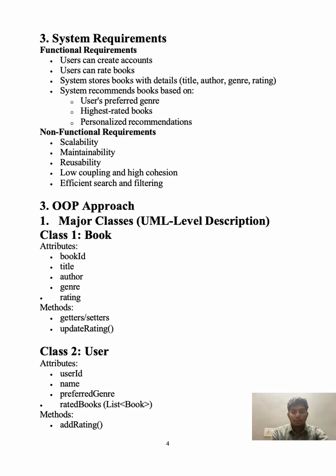Class 2: User. Attributes are user ID, name, preferred genre and rated books. This allows the system to track the user's reading pattern and rating history. Method: add rating. When the user rates a book, this method updates both the user rating list and the book rating.